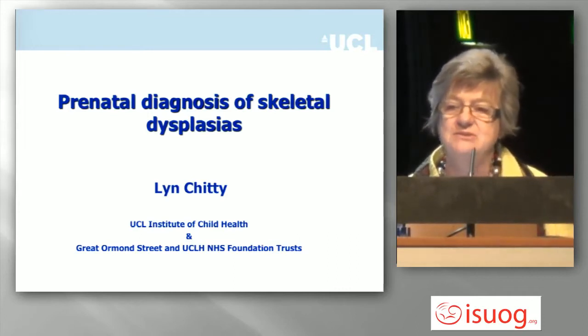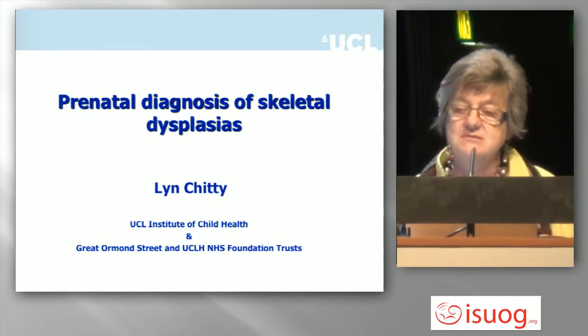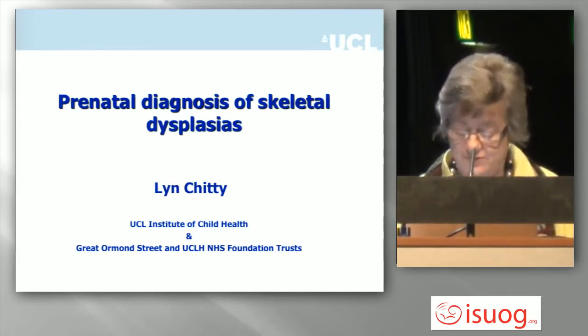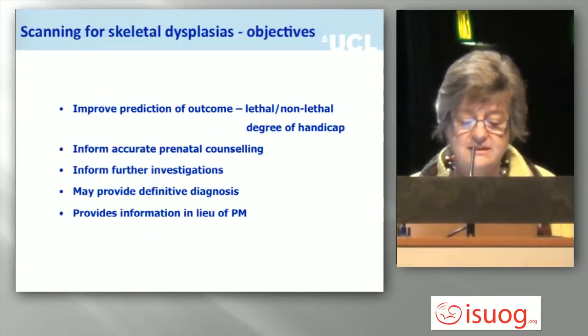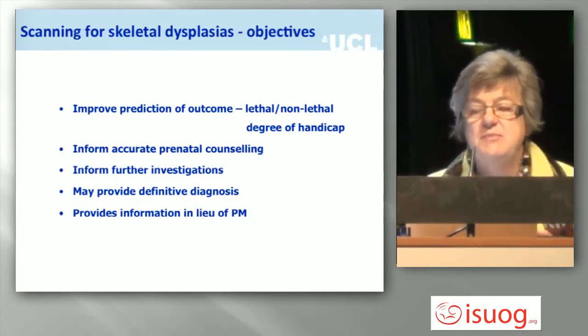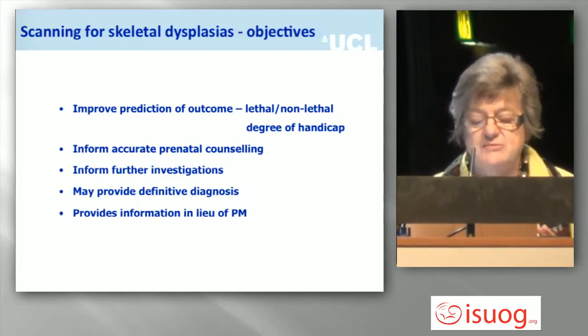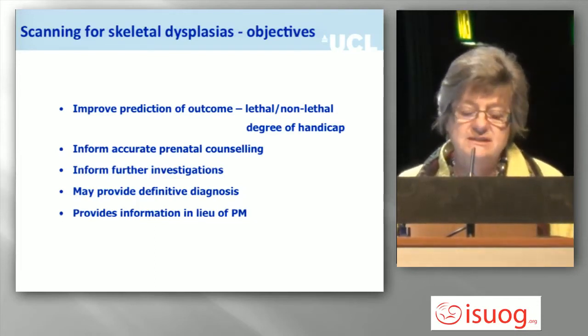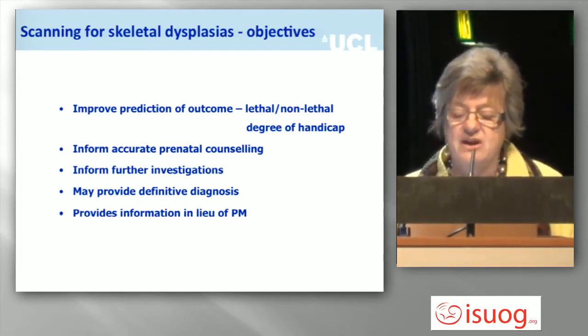Increasingly we're now being able to make the diagnosis on maternal blood, and with some of the gene panels that we're developing, I think we'll be going even further very soon. So, what are the objectives? Why, when we're scanning, looking at a baby who might have a skeletal dysplasia, what are our objectives? Well, our main objectives are to improve the prediction of the outcome, and in particular to determine whether it's lethal or non-lethal, and if we can, to determine the degree of handicap.